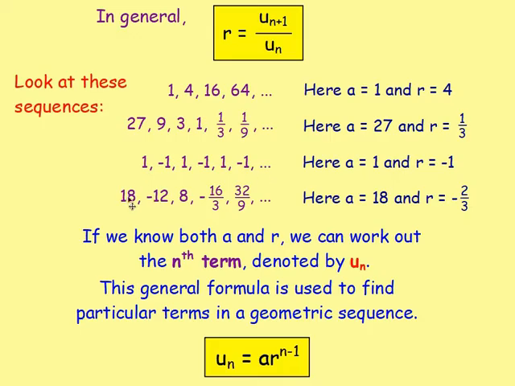And with this one, -12 divided by 18 gives you -2/3. Again, you could, if you're absolutely crazy, do 32 over 9 divided by -16 over 3. And that will give you -2/3 as well. Really, once you know a and r, you can work out the nth term the same way that you'd work out the nth term of an arithmetic sequence, except the formula is different. The formula for a geometric sequence is ar to the n take 1.